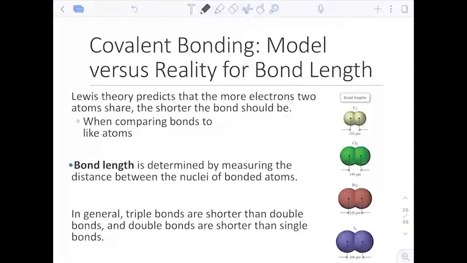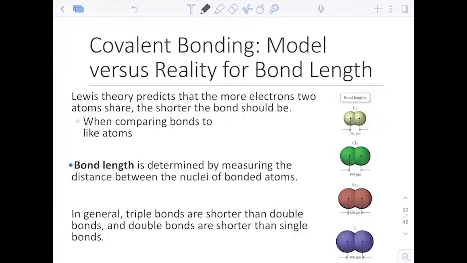Again, covalent bond reality versus Lewis theory. Lewis theory predicted that the more electrons two atoms shared, the shorter the bond would be. We see that in terms of bond length. It's determined by measuring the distance between the actual nuclei of the atoms. In general, triple bonds are shorter than double, and double bonds are shorter than single bonds.